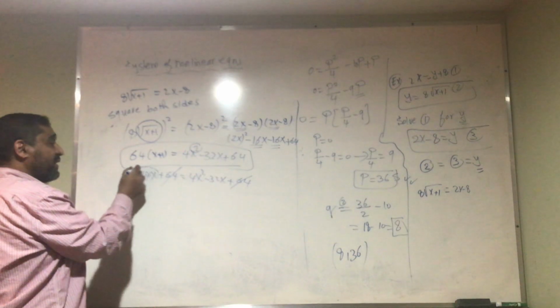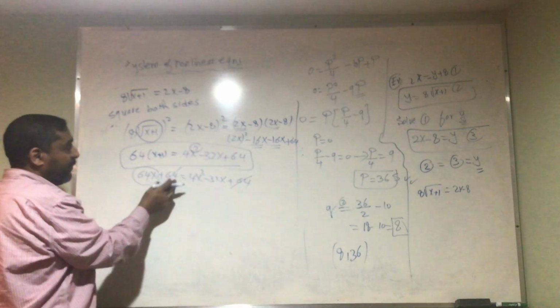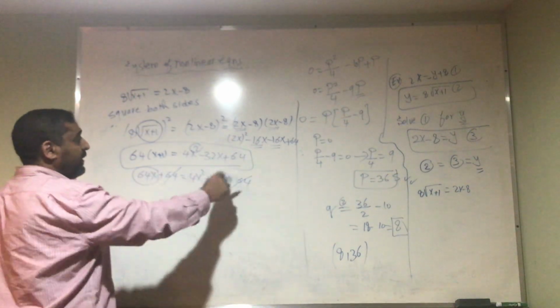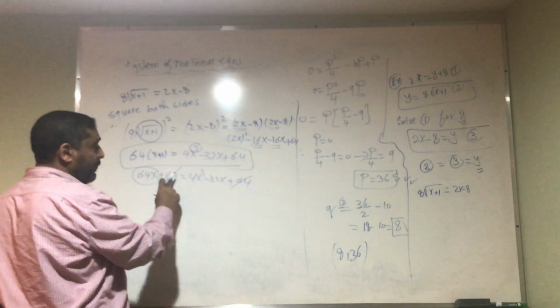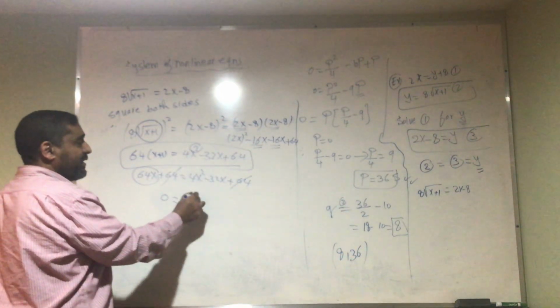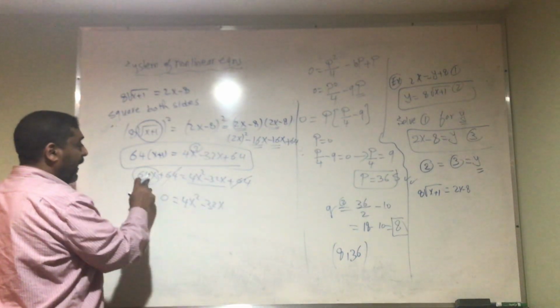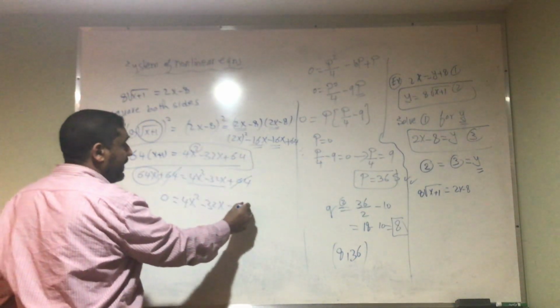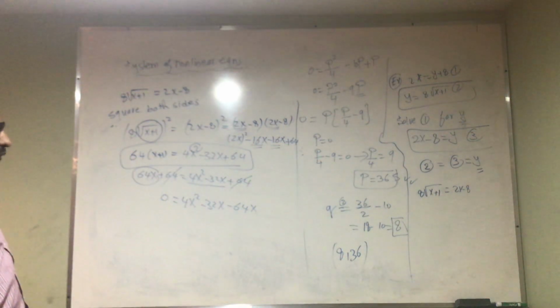Then I can take 64 to the right hand side. So here, when I cancel this, you must have 0 here. When I take this one, it becomes 0, and 64 cancels with 64, so you have 0 here. Here you have 4x squared minus 32x. I just copy this term. And when I take 64 there, you have minus 64x. Minus 64x. You follow, guys?